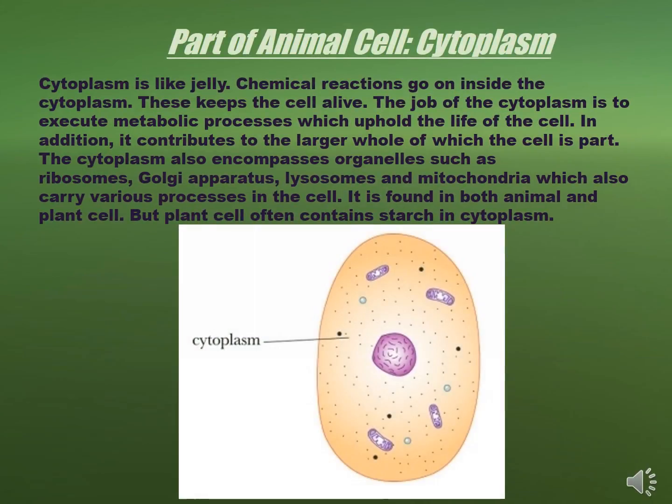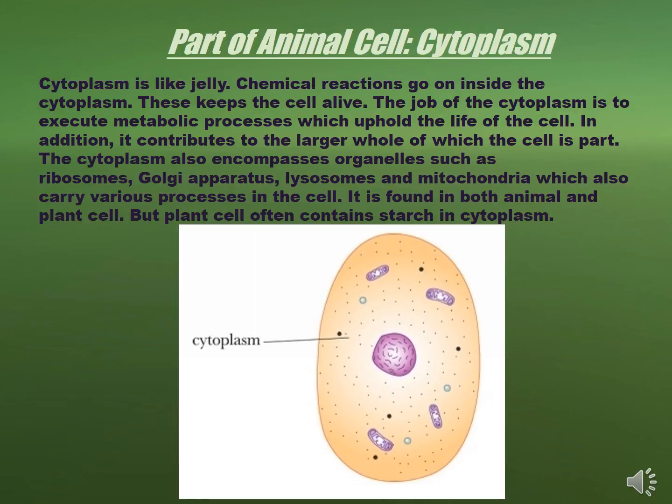Parts of animal cell. Cytoplasm. Cytoplasm is like jelly. Chemical reactions go on inside the cytoplasm. These keep the cell alive. The job of the cytoplasm is to execute metabolic processes which uphold the life of the cell. In addition, it contributes to the larger whole of which the cell is part.